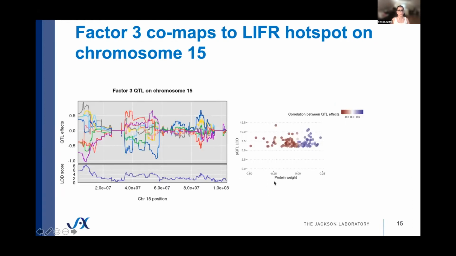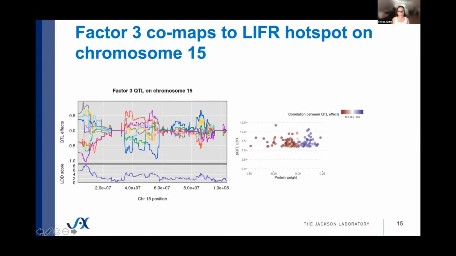Okay, so how does the factor 3 co-mapping on chromosome 15 look? On the left, I'm showing you the factor 3 QTL, and this is exactly what we saw with the chromosome 15 transband before. We have this 4-to-4 split, where the wild-derived strains group with NOD and all the other lab strains group on top. And on the right, I'm showing you the new pQTL that co-maps to that region.